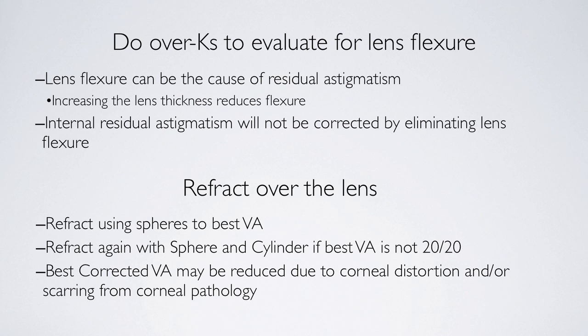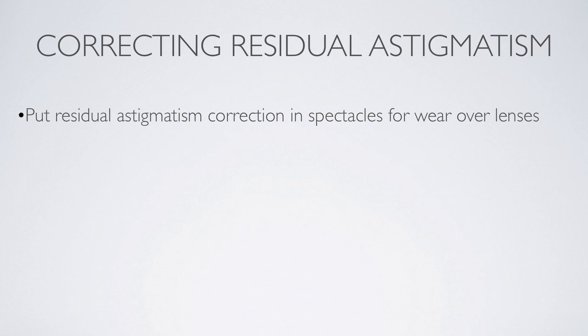Now, best corrected visual acuity can be reduced with these patients due to the corneal distortion that is present and scarring or other corneal pathology, which might preclude us from getting a very sharp, accurate focus through the optical system to the retina. What should we do if we wind up with residual astigmatism? How should we correct it? Well, the easiest way, and maybe the most profitable way for you, is to put the residual astigmatism in a pair of spectacles for the patient to wear over the lenses.